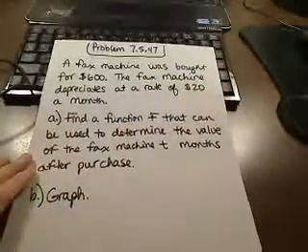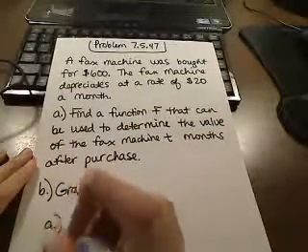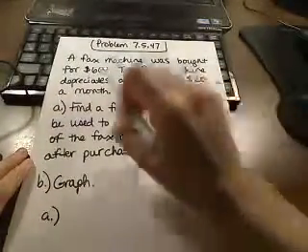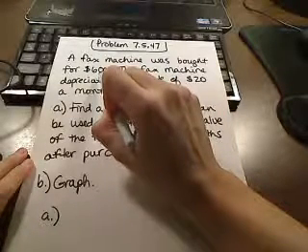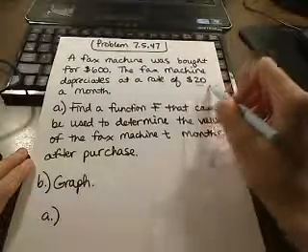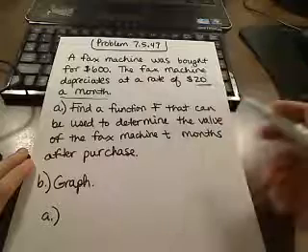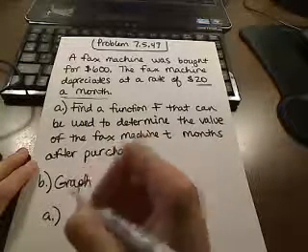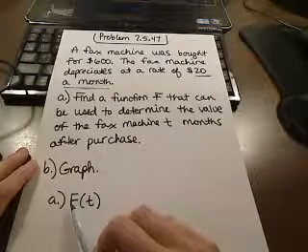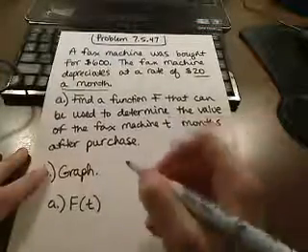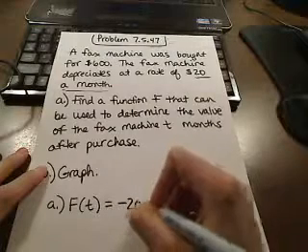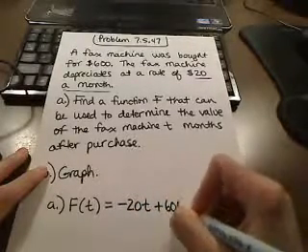Okay, so for part A here, they're actually giving us all of the information that we need in order to write out the function, because if you're buying it at $600, that's your y-intercept, that's your starting point. And then the depreciation of $20 a month is a rate of change, which would be our slope. So if we use the variables that they're asking for here, this would be f of t, so that's function notation using t for the number of months, and this would be equal to negative 20t plus 600.